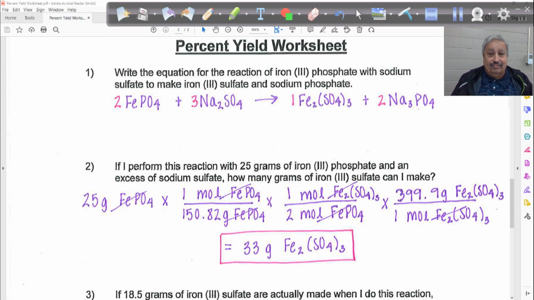Write the equation for the reaction of iron 3 phosphate. Well, we know that's what type of reaction it is. Yeah, there is no type of reaction given. Good, good. I like it. We can't cheat this time. What type of reaction is this? What type of reaction is this, guys?